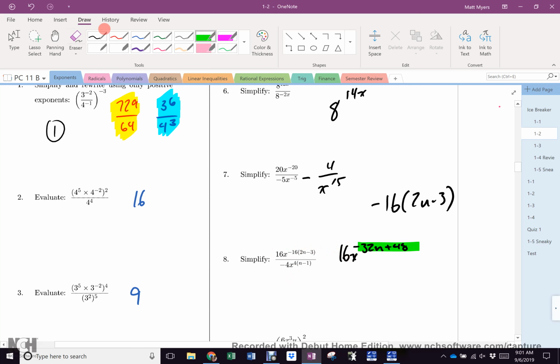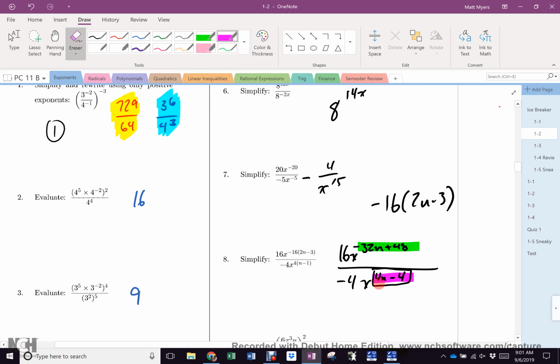Just the x. And then down at the bottom here, I had negative 4x to the 4n minus 4, right? 4 times 1 is 4, right? Now, is this a positive or a negative exponent? I'll get some more highlighting action going. Is that positive or negative? Positive, because the 4n is positive and you can't possibly be a negative. This one is negative, right?